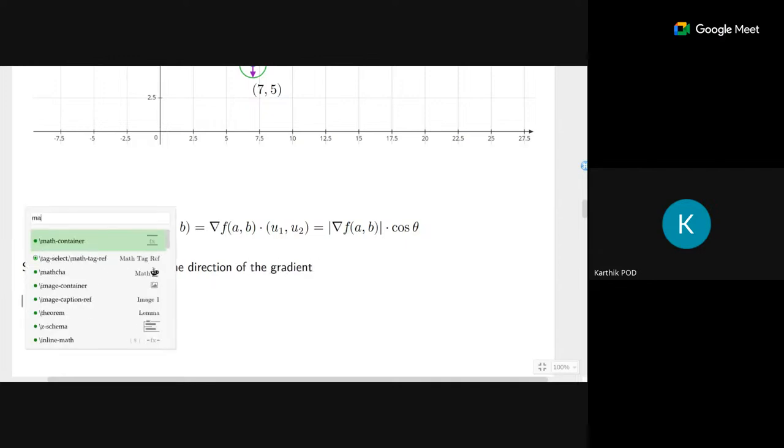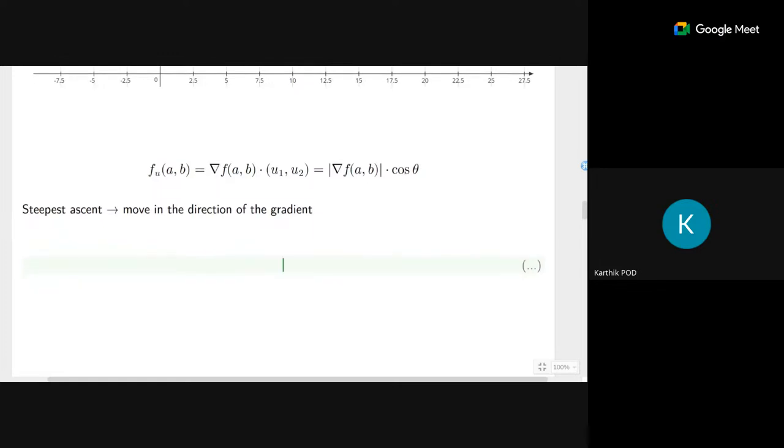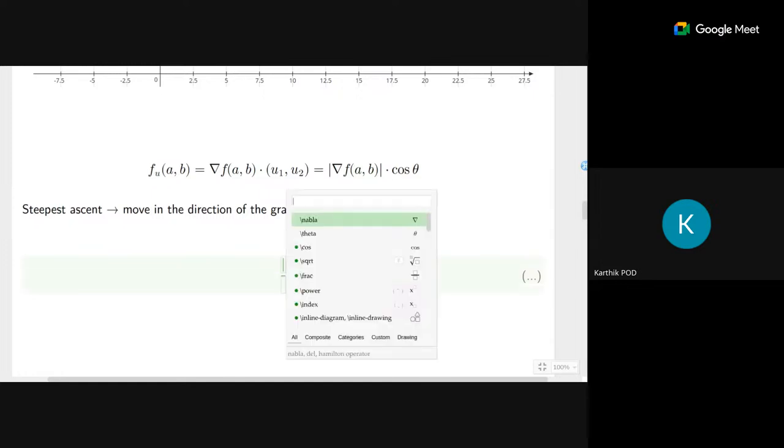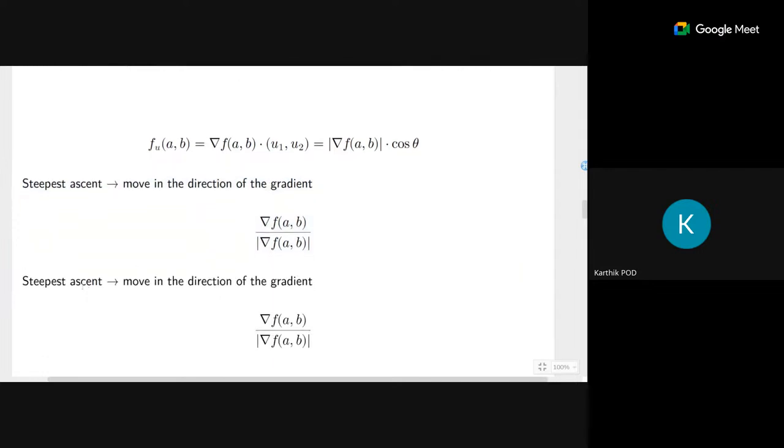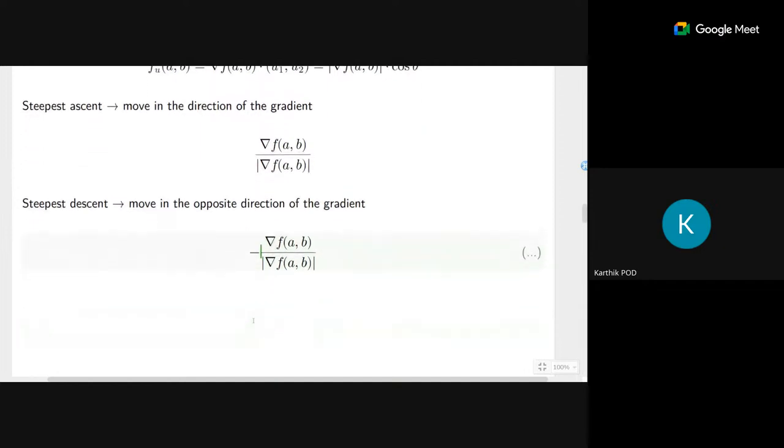So in the lectures, if you notice, they would have given this unit vector, which will give you the steepest ascent direction, as the gradient vector upon the norm of the gradient vector. Right. So this gradient vector by norm is a unit vector. We are normalizing this, and the direction is given by the direction in which the gradient is pointing. So this is steepest ascent. Likewise, the steepest descent will be the negative of this, right? So move in the opposite direction of the gradient, that will give you the direction in which the function decreases the most.